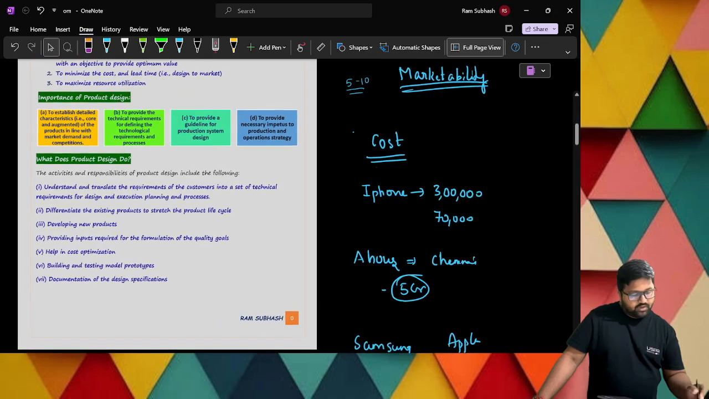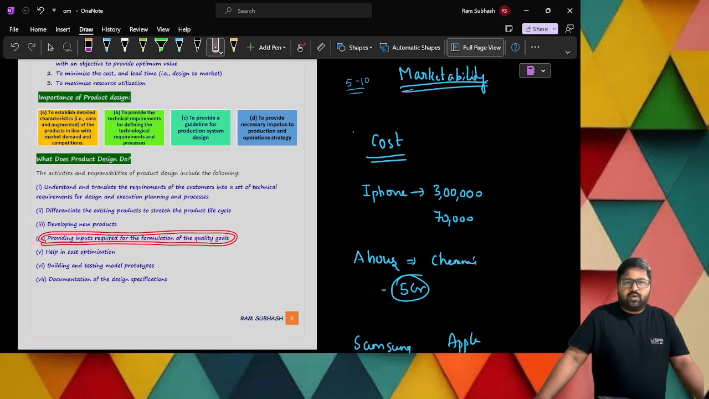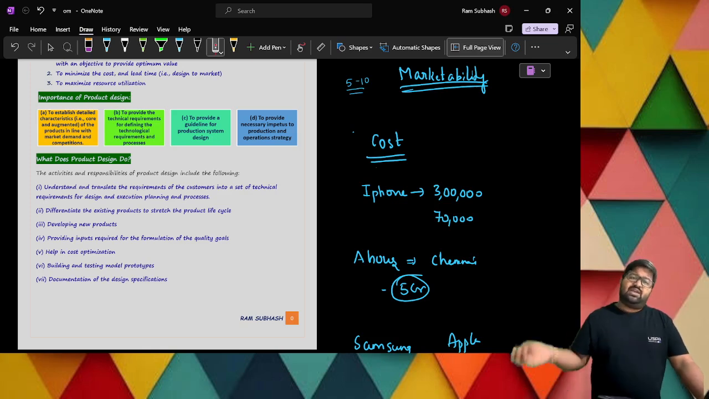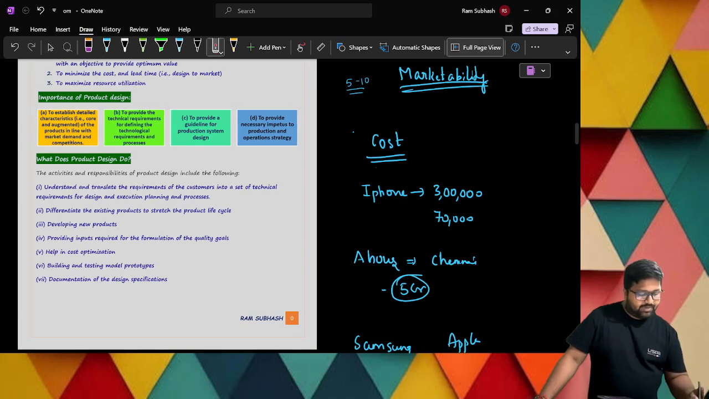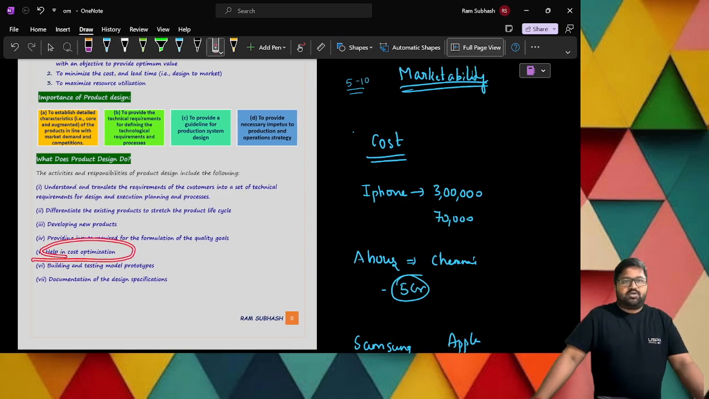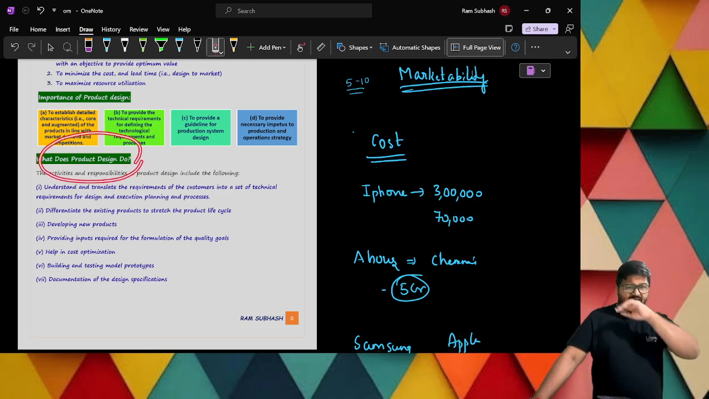Next, providing inputs required for the formulation of quality goals. The input can be anything. For example, input can be raw material, input can be a change in technology, anything, so that our quality goal can be achieved. Next, help in cost optimization. From the company's point of view, the cost is less, and if the cost is less, the company gets benefit. From the customer's point of view, the price should be less. These are the things that show how product design makes the product good.